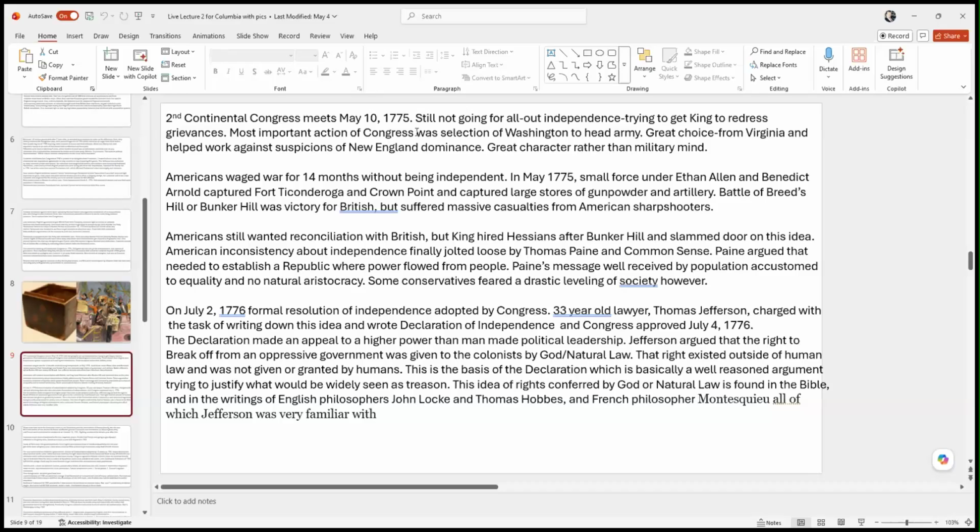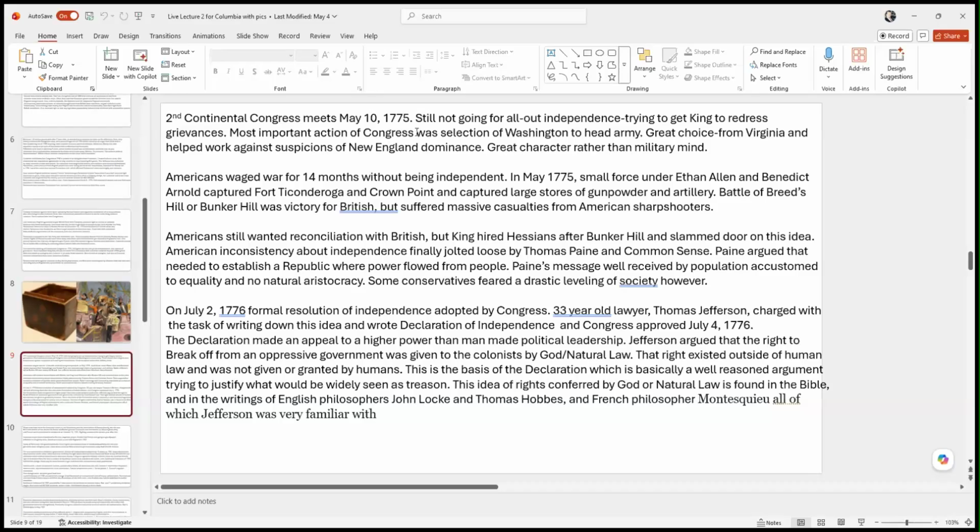He said the British government is trying to take these rights away from us. He called them inalienable rights. He said they don't have the authority to do that. And we have a responsibility as human beings to resist when people try to take away our rights like that. And that was basically the gist of his argument.